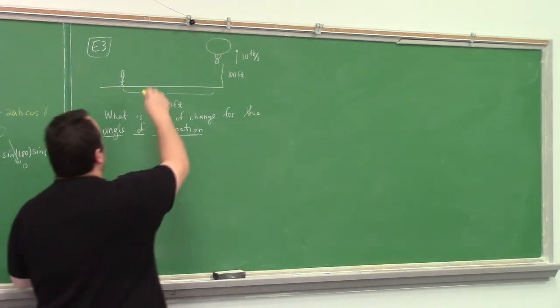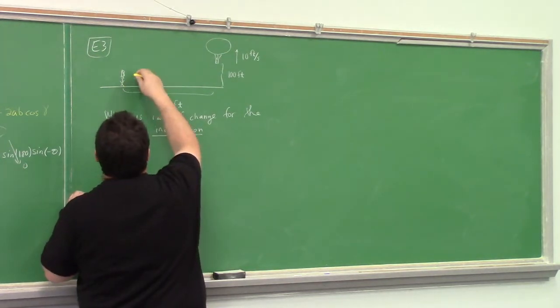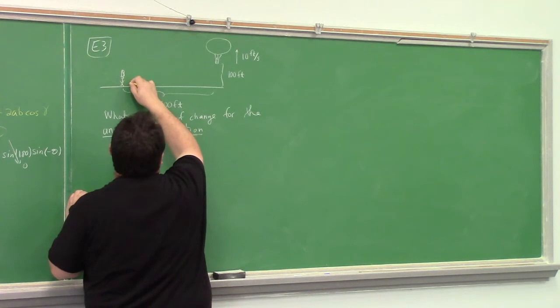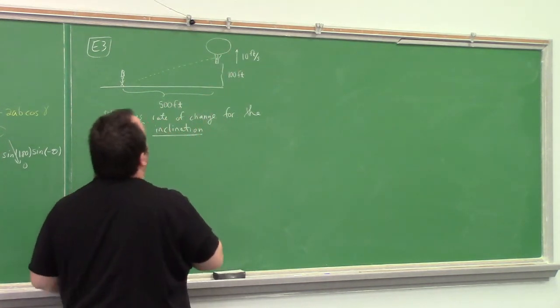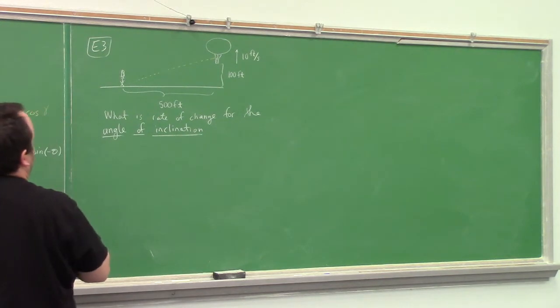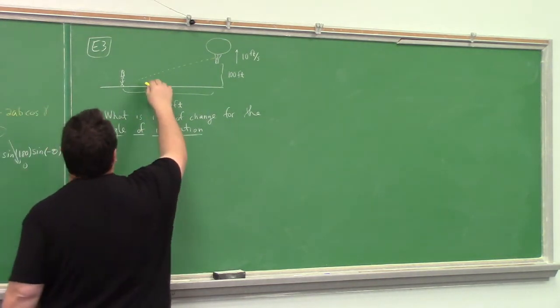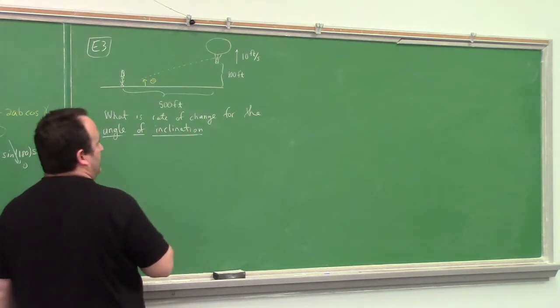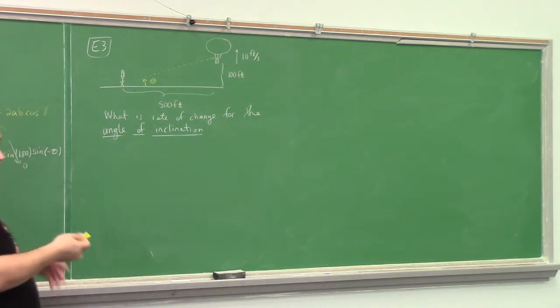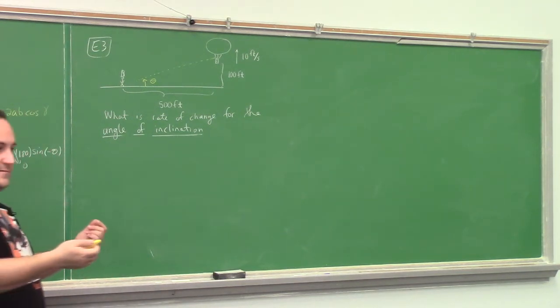So if we're going to neglect the height of the man, or woman, or whatever, pick your favorite. That was supposed to be a straight line. It's cool. And so the angle of inclination is this guy. All right? So what is our actual question? Our question is, what is d theta dt at this instant?